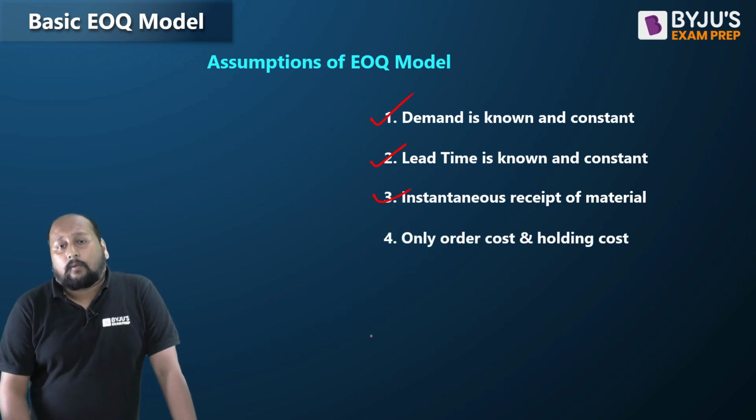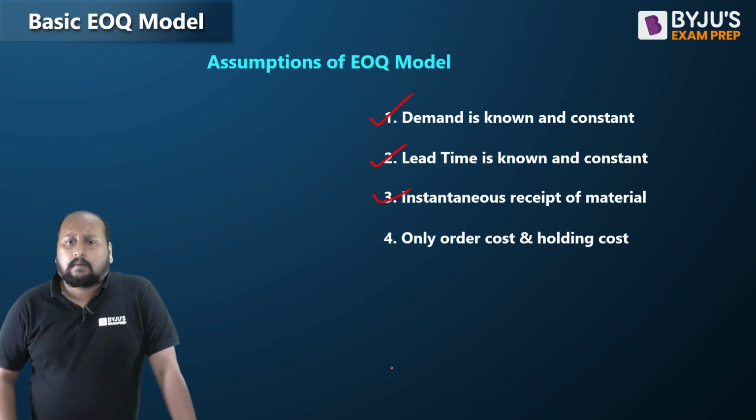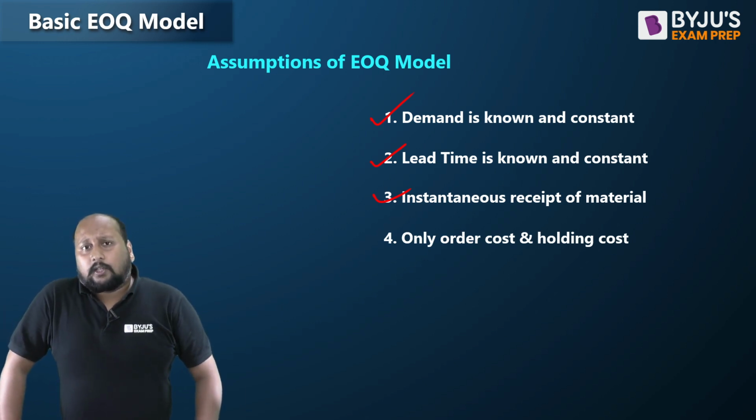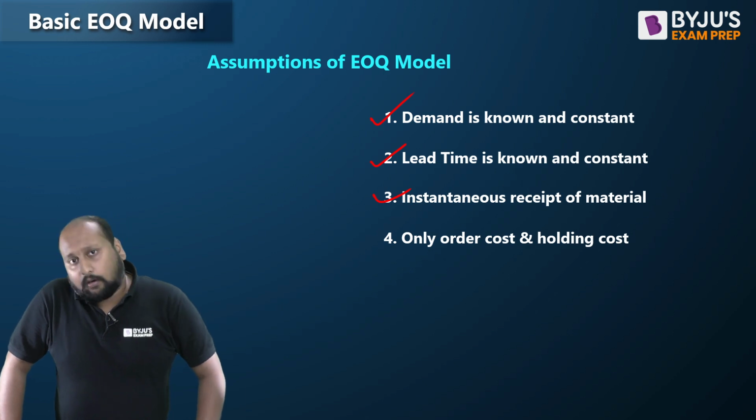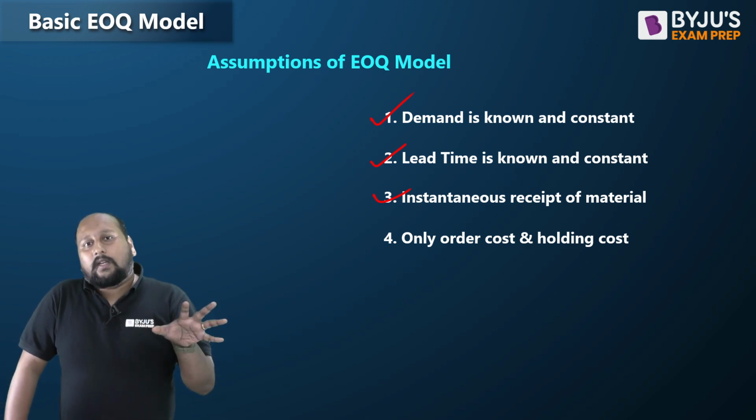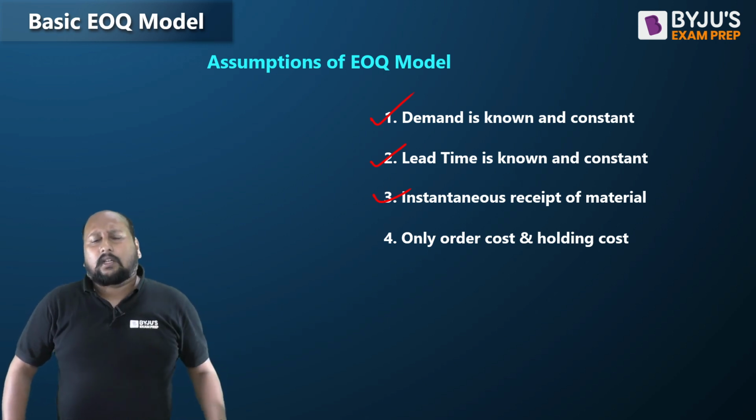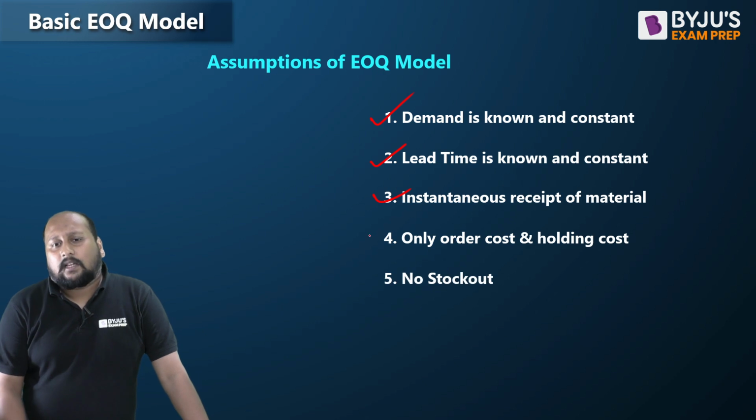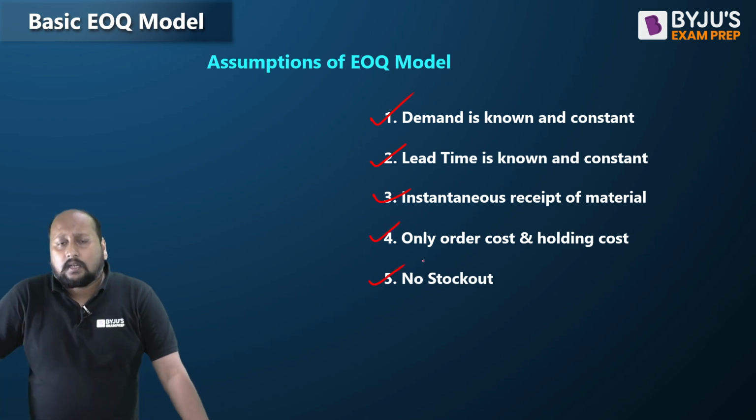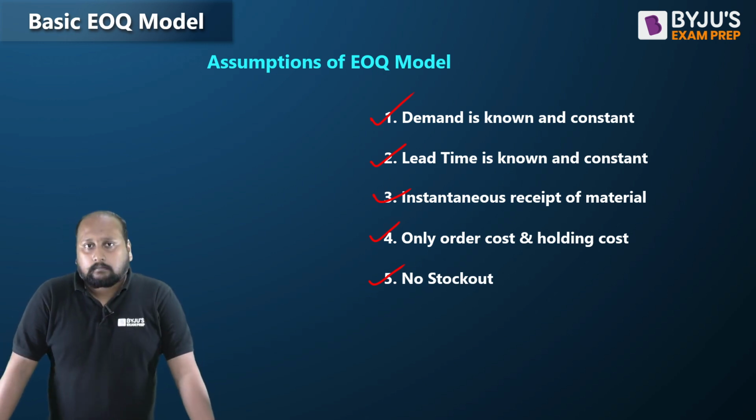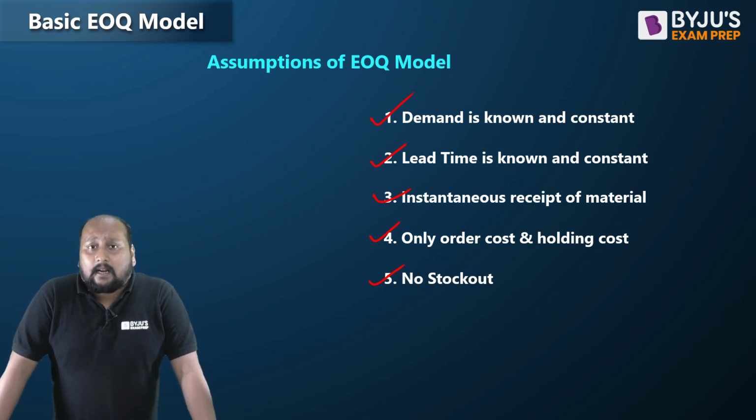And the next one concerns ordering costs and holding costs: we are only dealing with ordering and holding. There is no shortage allowed. That means the inventory will not go out of stock. So you'll only be associated with purchase costs, ordering costs and holding costs. Only three costs will be there, and there is no stock out. So these are the 5 assumptions of the EOQ model that you should know before going into the economic order quantity model.